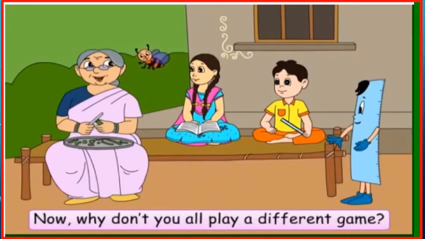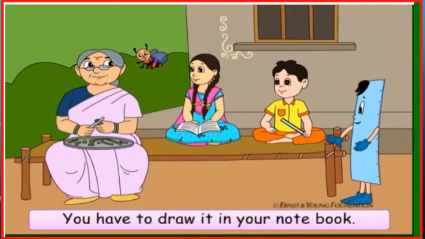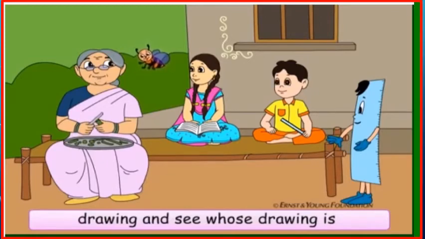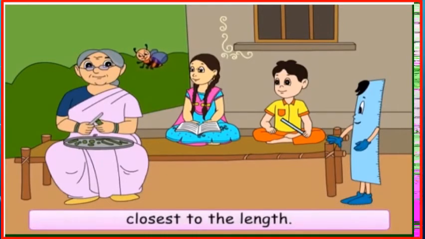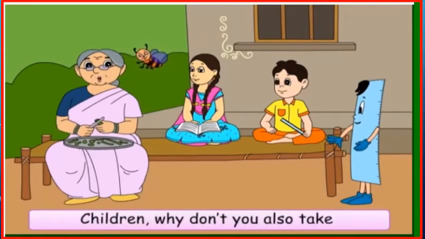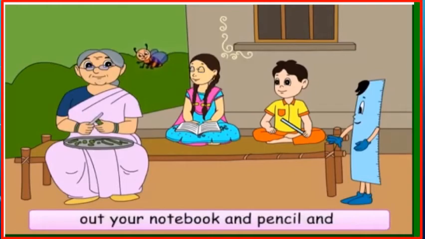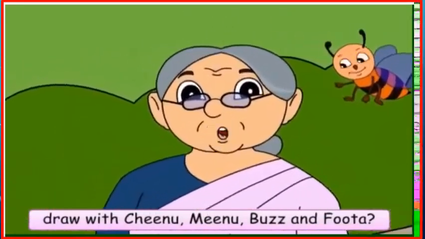Now, why don't you all play a different game? I will name an object and its length. You have to draw it in your notebook. Then, let us measure everyone's drawing and see whose drawing is the closest to the length. Children, why don't you also take out your notebook and pencil and draw with Chinu, Minu, Buzz and Futta?